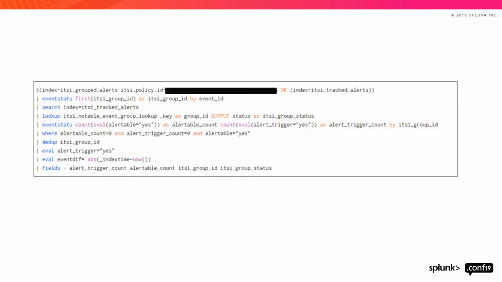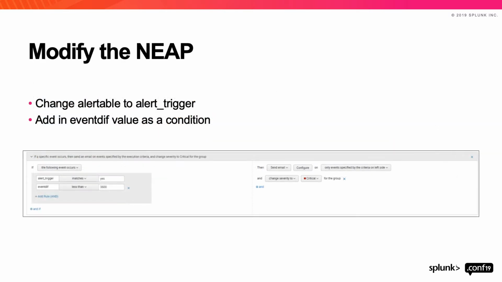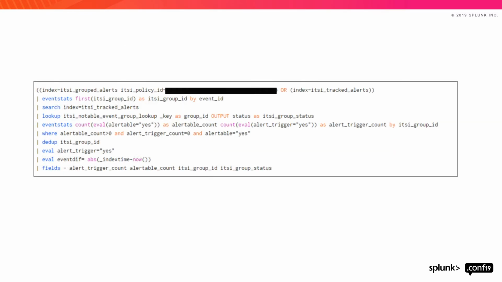And this is the one correlation search that we're not going to share with you later, so you have to write it on your own. Sorry, no, we're actually going to share this. But the whole idea here is we're using eventstats to basically just stream through the events, and once it finds that first one, it's going to write alert trigger and say yes, and after that, we're going to filter out everything else that has alertable.